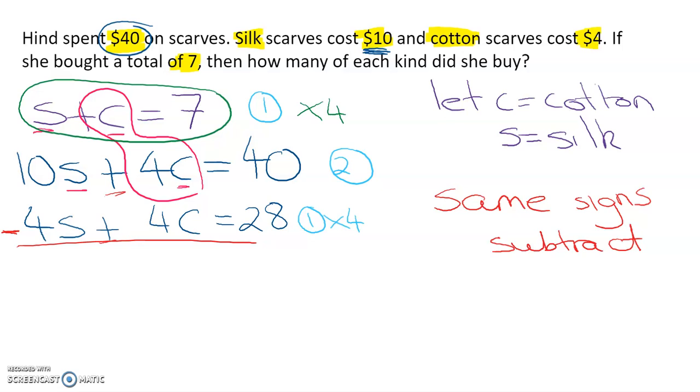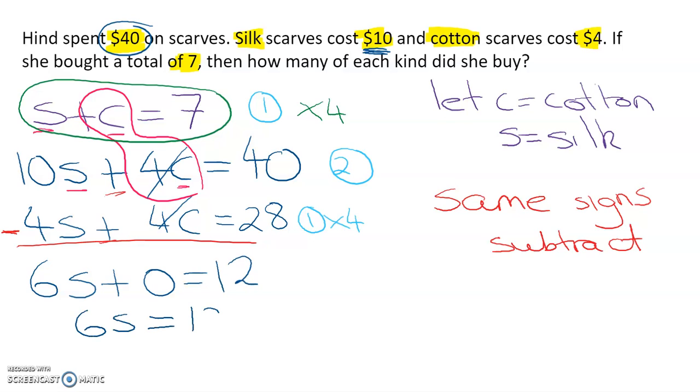So 10S minus 4S is 6S. These two cancel, which is exactly what we want. And 40 minus 28 is 12. So I end up with 6S equals 12.